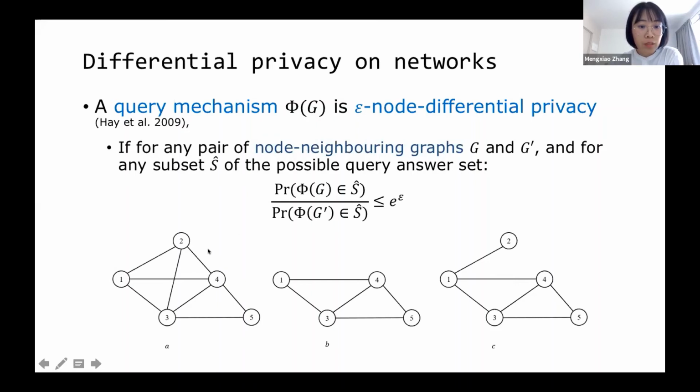For instance, this is the original graph. We can get its node neighboring graph, graph B, by removing node 2 and all its edges. Or we can just remove some of its edges, and we also get a node neighboring graph. Also, we can add a new node and its edges to the original graph to get a node neighboring graph. For any pair of node neighboring graphs, and for any possible query answer set, the query answers derived from the node neighboring graphs are very close in a probabilistic sense. So we can see that this query mechanism is node differentially private.